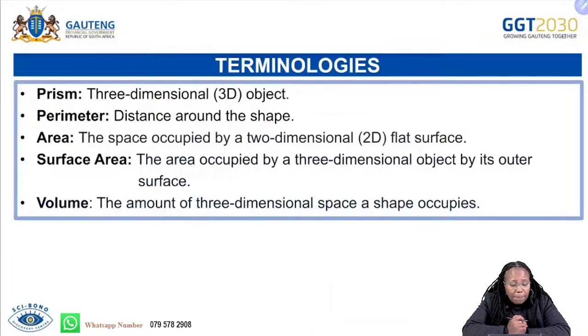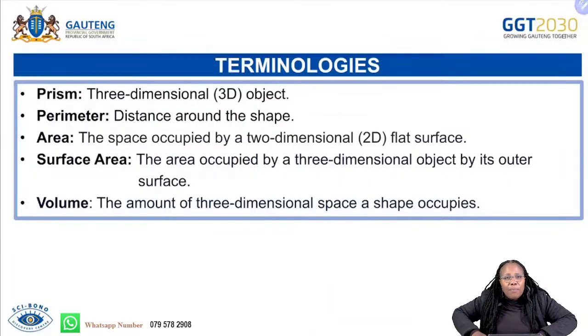And the area is the space occupied by a 2-dimensional flat surface. That means to calculate an area, you must be talking about a flat surface. For example, if you want to tile a room, you are talking about a flat surface, and you need to calculate the area of that particular room. I hope that is clear. And also, if you have a page from your book, it's a flat surface, then you are talking about the area of the page, which represents a rectangle. It will be length times breadth.